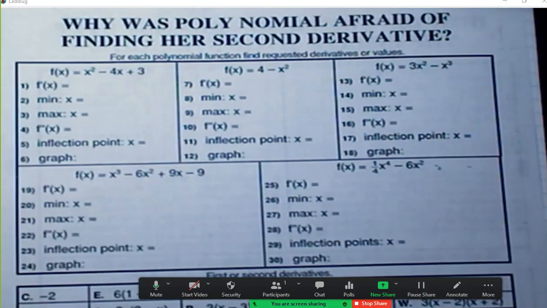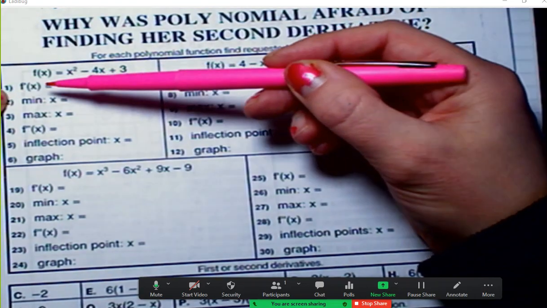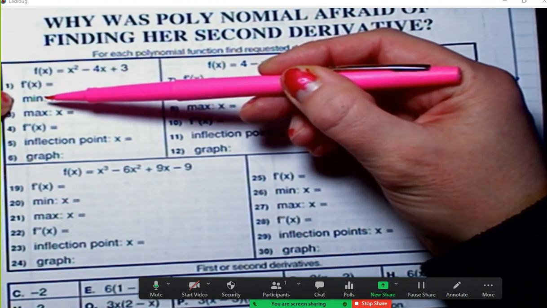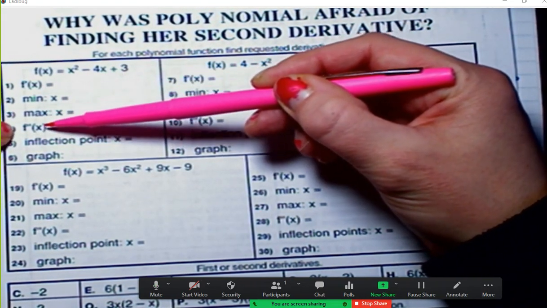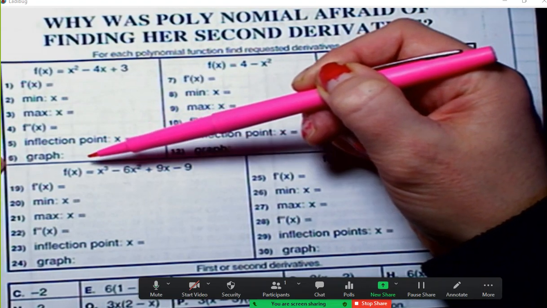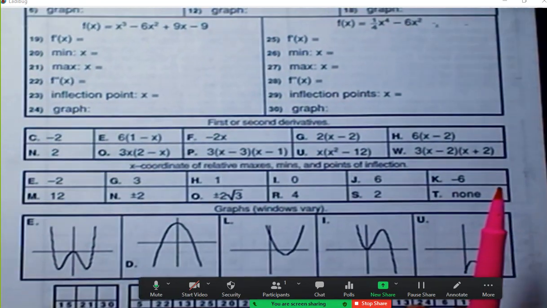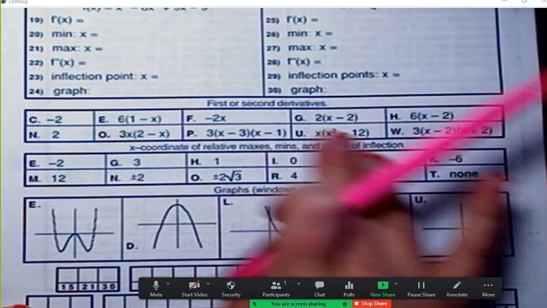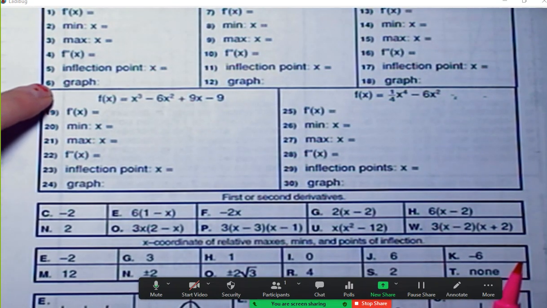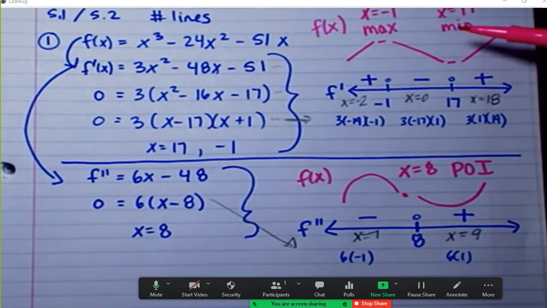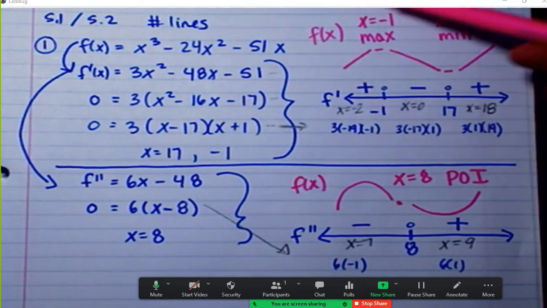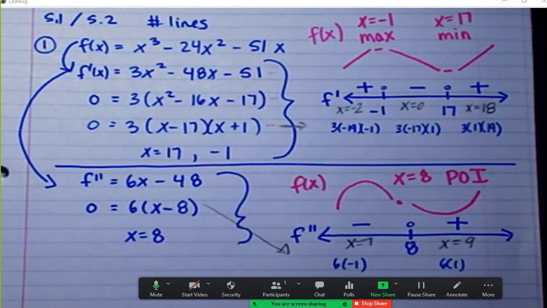Okay, when you do this worksheet, notice that we're looking for f prime, mins and maxes, double prime, inflection points, and the graph. All the answer choices are right here, okay? When it says graph, it means what does f of x look like? Well, notice these two pink pictures. That should give you enough information on what f of x looks like to make a choice.